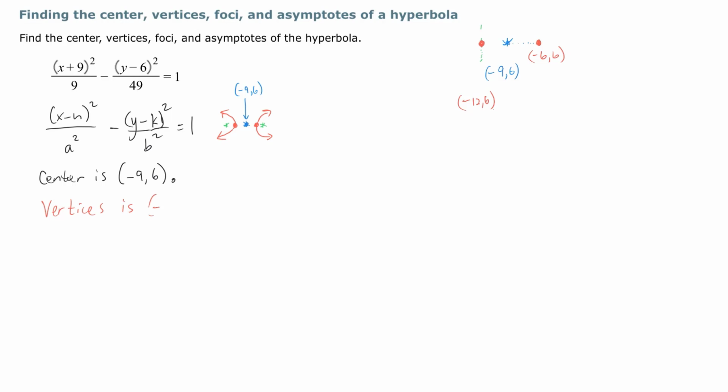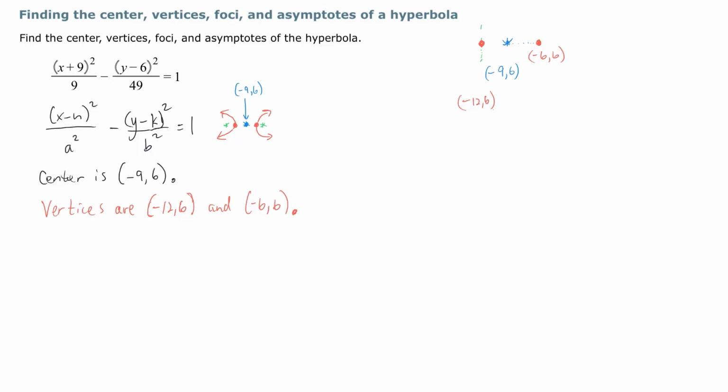The vertices are -12, 6 and -6, 6. I should probably write my grammar correctly, because there's 2, so we say vertices. There we go. Now, it'd be nice to find the foci and the asymptotes.